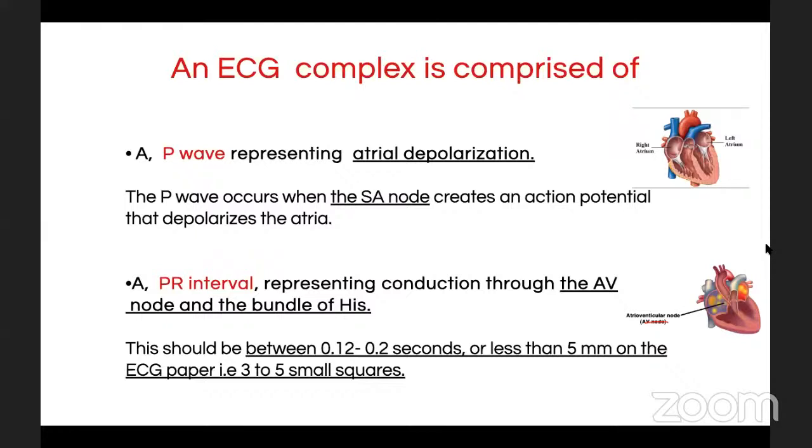طيب ال PR interval لازم يكون between 0.12 إلى 0.2 seconds، يعني تقريبا 3 to 5 small squares. إذا كان أكثر من كذا أو أقل من كذا نعرف إن في مشكلة. أوكي، في مشكلة في ال AV node والبندل اوف هيس. أوكي، next slide.